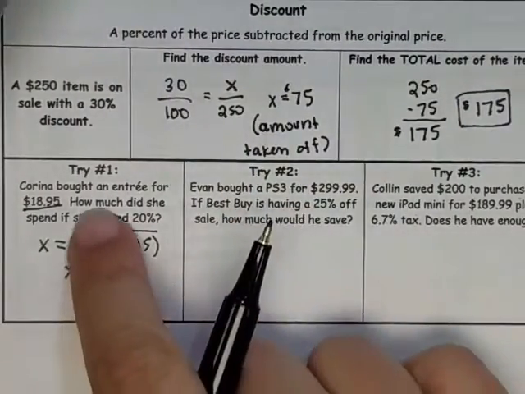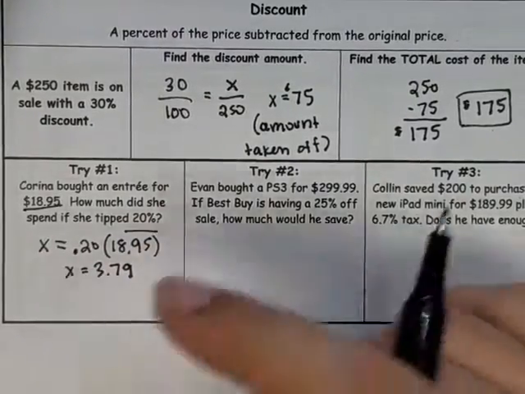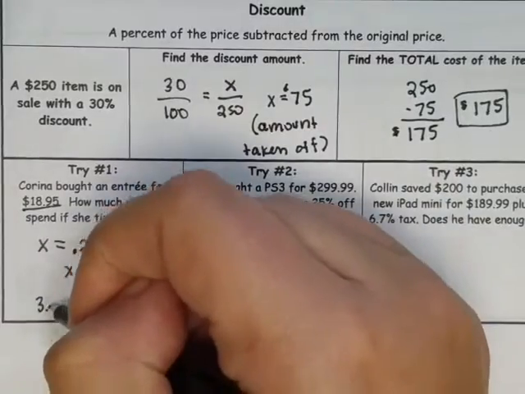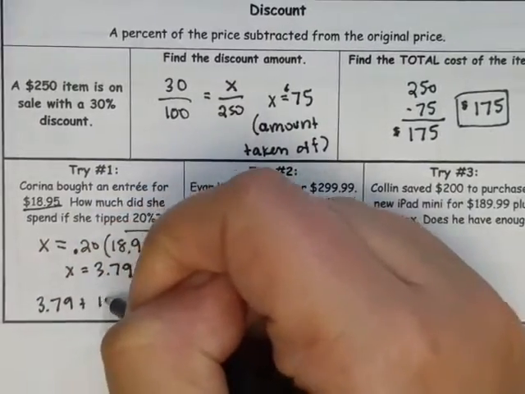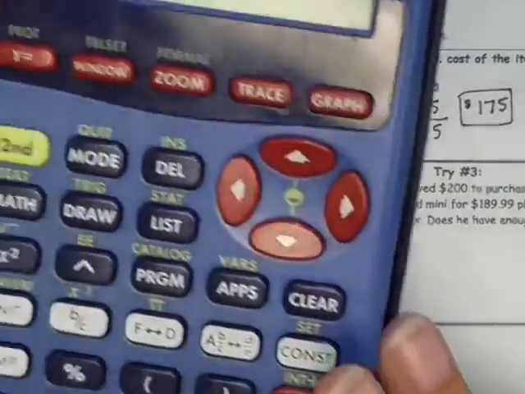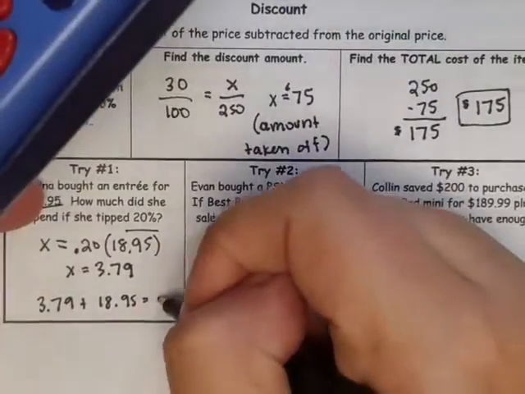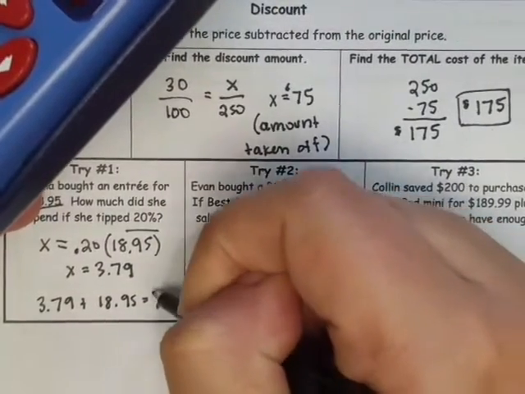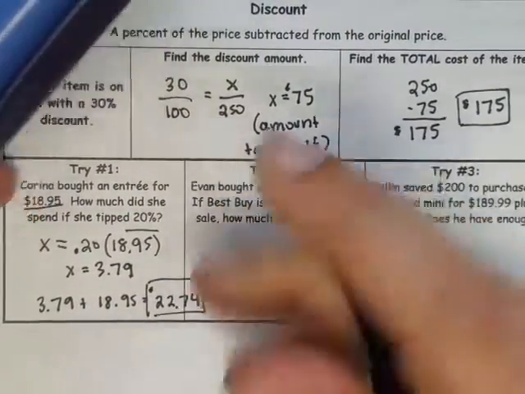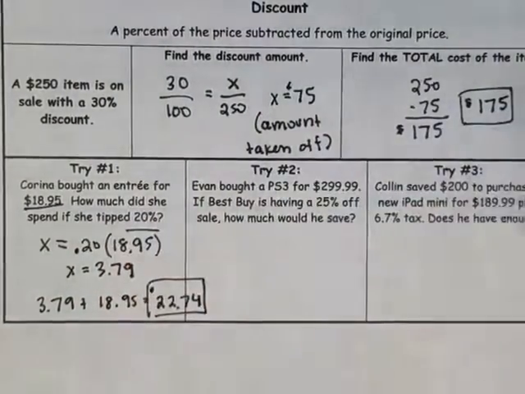So then it says how much did she spend if she tipped. So this is how much she tips, but they want to know the total. So then I'm going to take that $3.79. I'm going to add the $18.95 to it. And I get $22.74. If you did this problem and you did the proportion, that is totally fine. You do not have to do the equation.